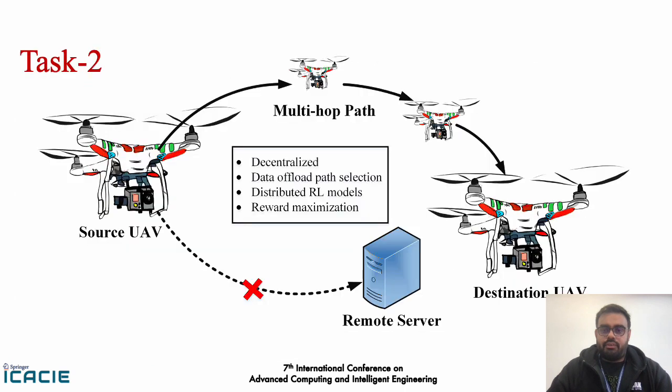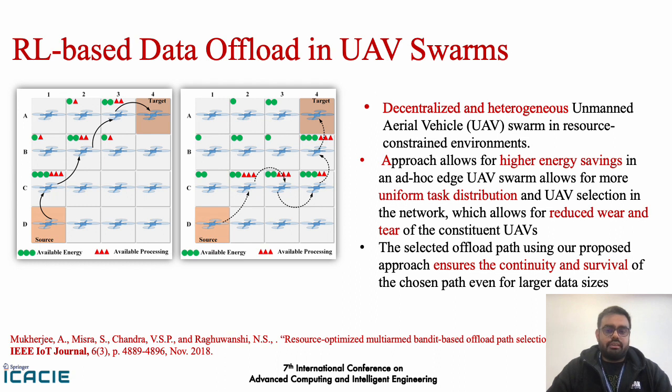Now, if we move to the next task, we'll look into how a decentralized drone swarm can make use of data offloading path selection strategy to maximize its functionality and longevity. We used a distributed reinforcement learning feature, and we had trained reinforcement learning models to achieve reward maximization. At first instance, if we look at the leftmost figure, the offload path selection is based on drone residual energy, number of tasks, and processing requirements. So based on these parameters, the selected drone offload path, bottom is the source and the top is the target. So this goes from D1 to C1, B2, A3 to A4, which is the target.